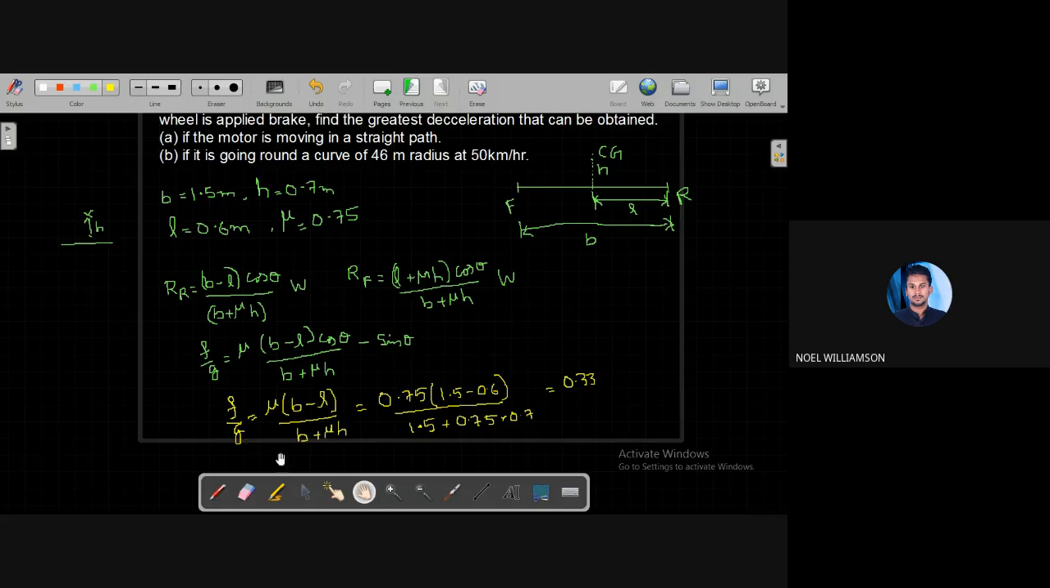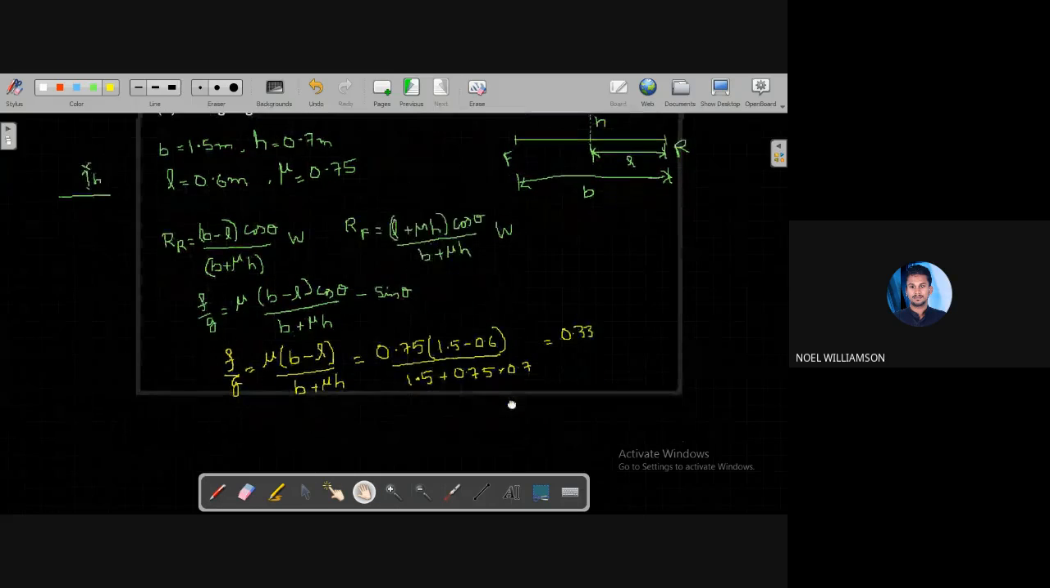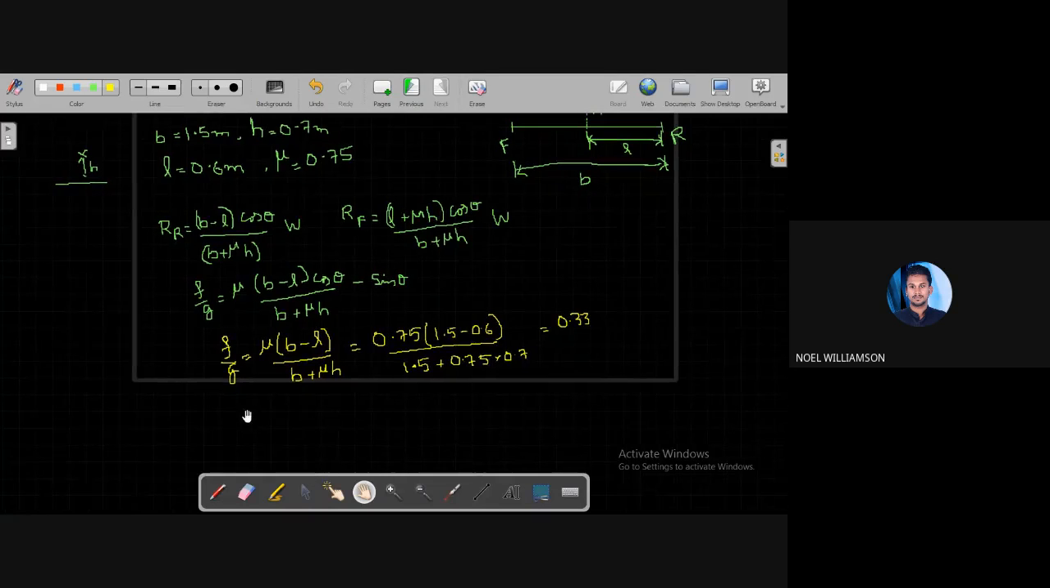So now we know F by G equal to 0.33, and we know the value of G as 9.81. So we will get the value for F as, this implies F equal to G into 0.33, that is 9.81 into 0.33, and you will get a value approximately 3.237 meter per second square. So this is the maximum deceleration when the body is moving in a straight path.